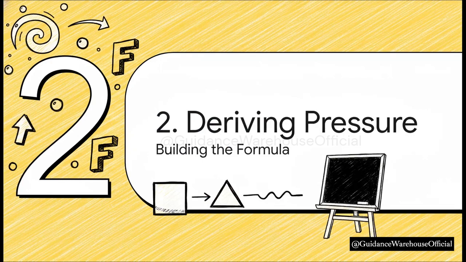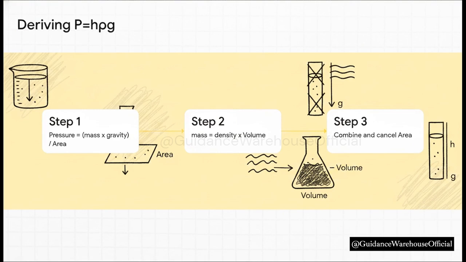Section 2. Deriving the pressure formula. Now that we've got the basic idea down, let's step up to the chalkboard and actually build this formula together, step by step. First up, step 1. We know basic pressure is simply the weight of the fluid, which is mass times gravity, divided by the area it's resting on. But how do you find the mass of a giant lake?